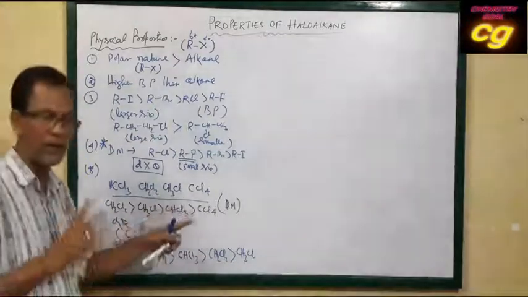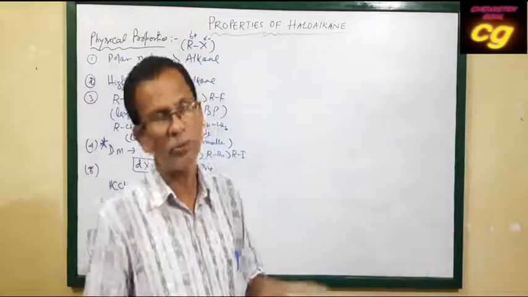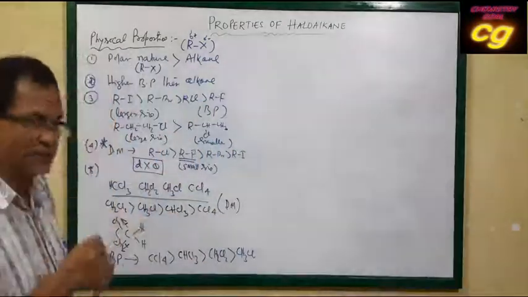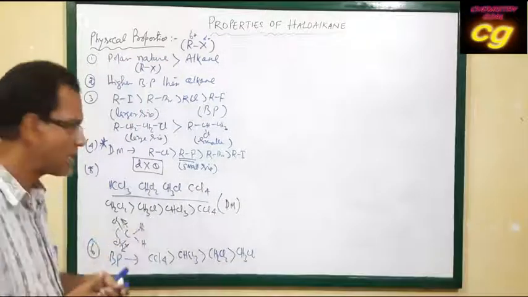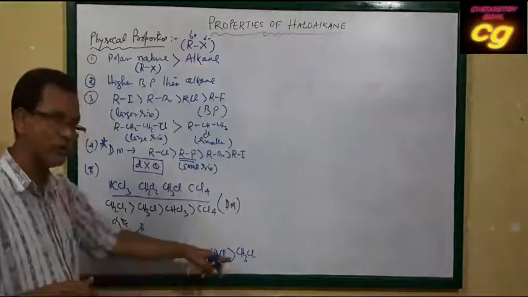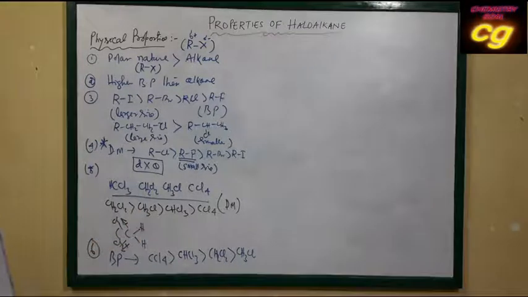This is dipole moment. In some cases, greater dipole moment, greater boiling point. But in some cases it also depends upon size. As this CCl4 has a large size, the molecule has a larger size compared to the others. That's why it has a higher boiling point. So this is a very exceptional case: boiling point versus dipole moment order.